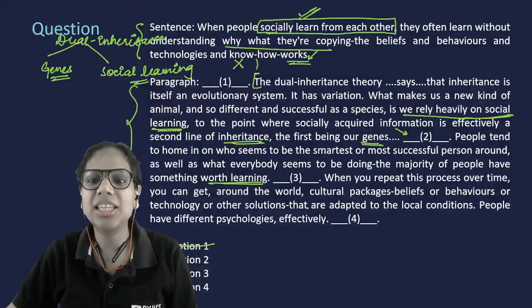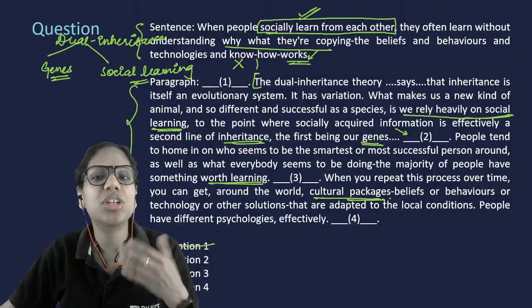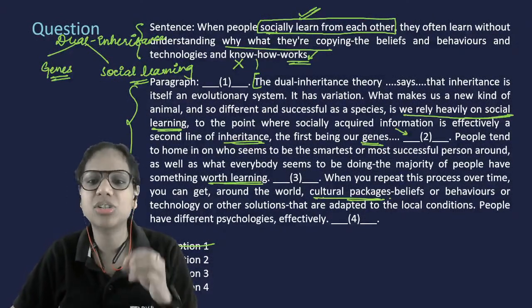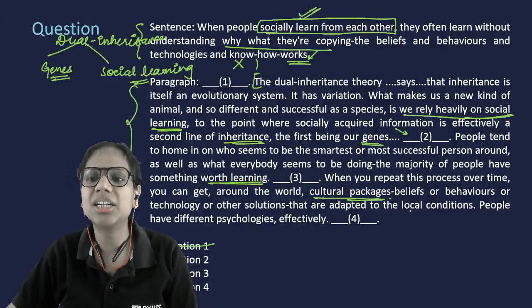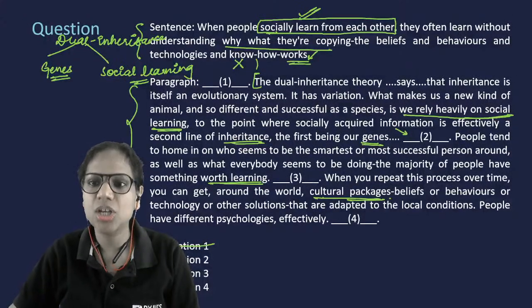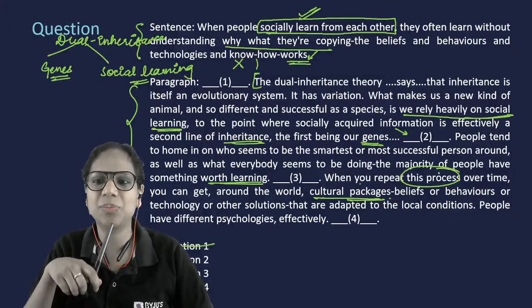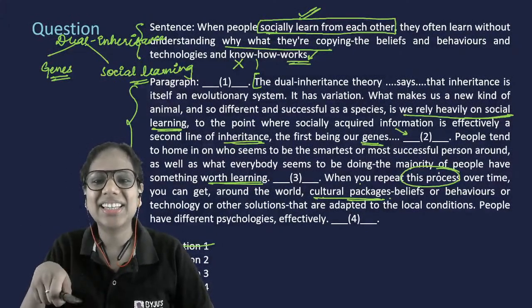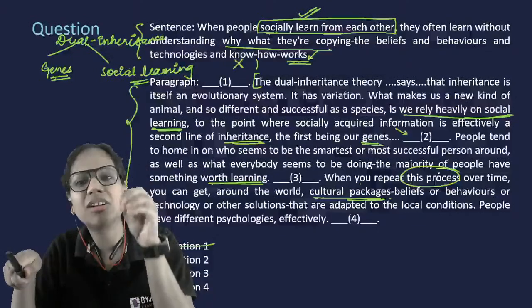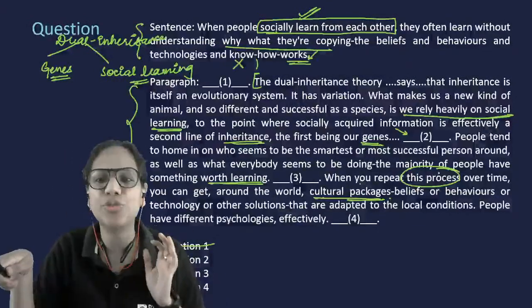Okay, so basically we are explaining what this cultural package is: beliefs or behaviors or technology or other solutions that are adapted to the local conditions. So which process is being repeated over time? Yes, this narrowing down on the smartest or most successful person around and learning from him or her.